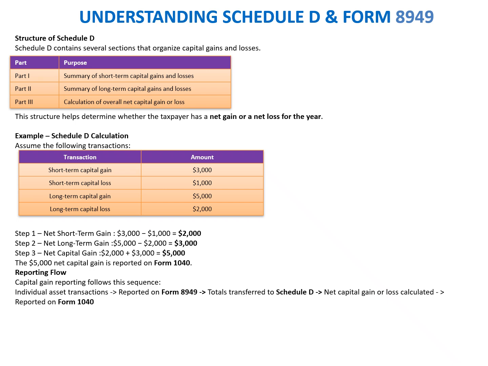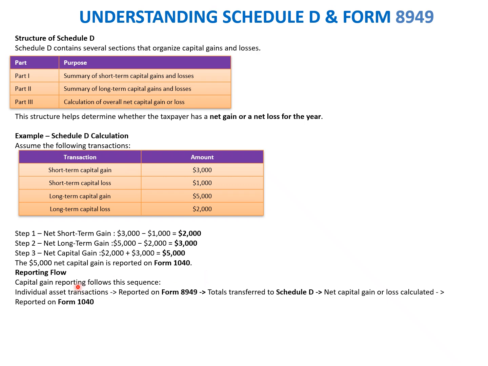Schedule D has three parts: summary of the short-term capital gain, summary of the long-term capital gain, and the calculation of the overall net capital gain. For example, in Schedule D calculations: short-term capital gain of 3,000, short-term capital loss of 1,000, long-term capital gain of 5,000, and long-term capital loss of 2,000. These are the steps for calculating the various figures, and then 5,000 is the total capital gain which is reported in Form 1040.